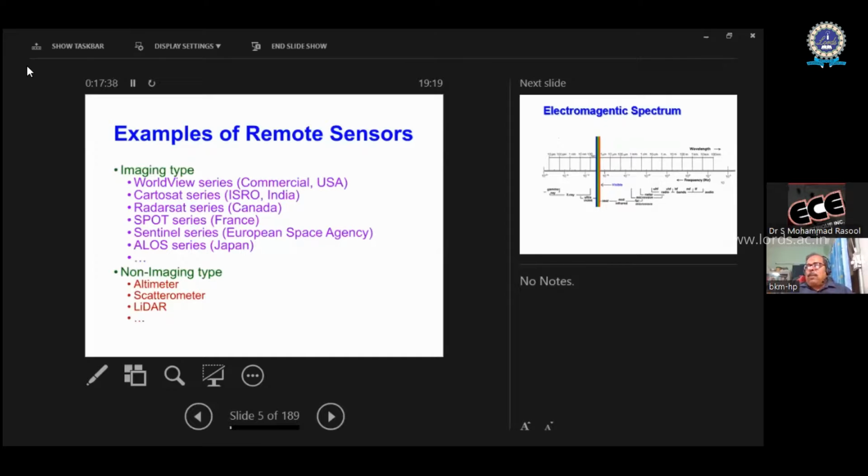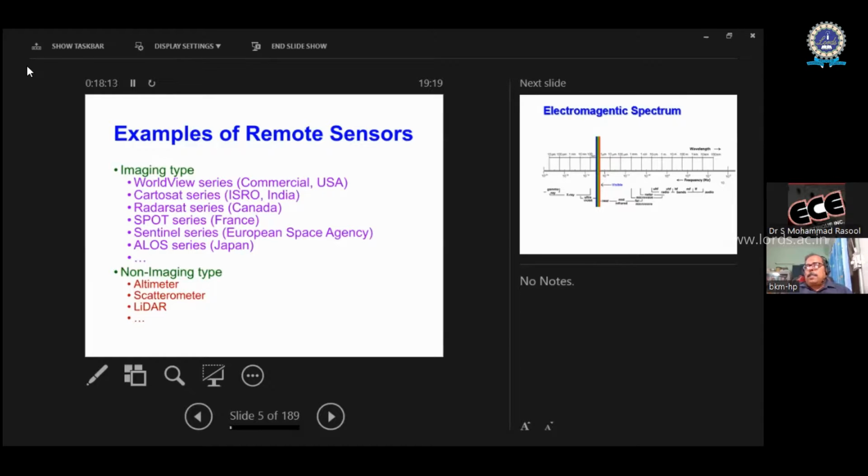Examples, you have some commercial satellites. Mode of operation is commercial, this Worldview series. And then Indian Space Research Organization has a series of satellites called Cartosat. The Canadians have RadarSat 1 and 2. The French people have several satellites. SPOT is actually an acronym, its expansion is French, so difficult to remember.